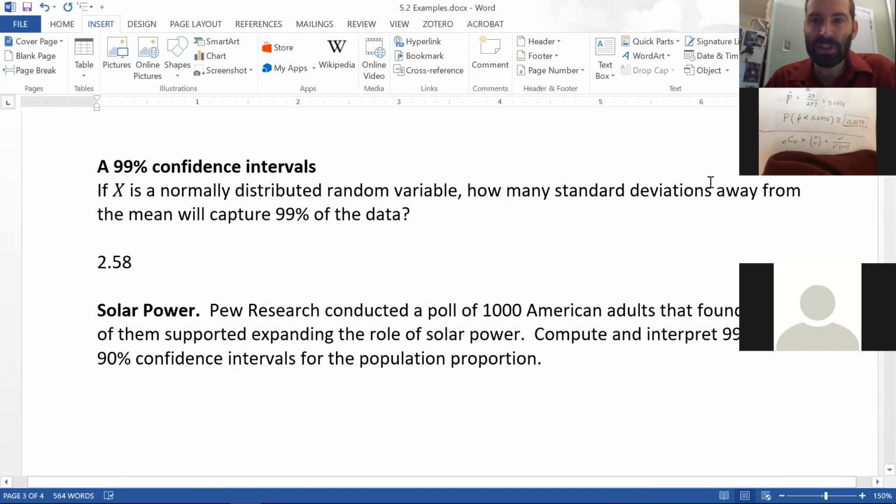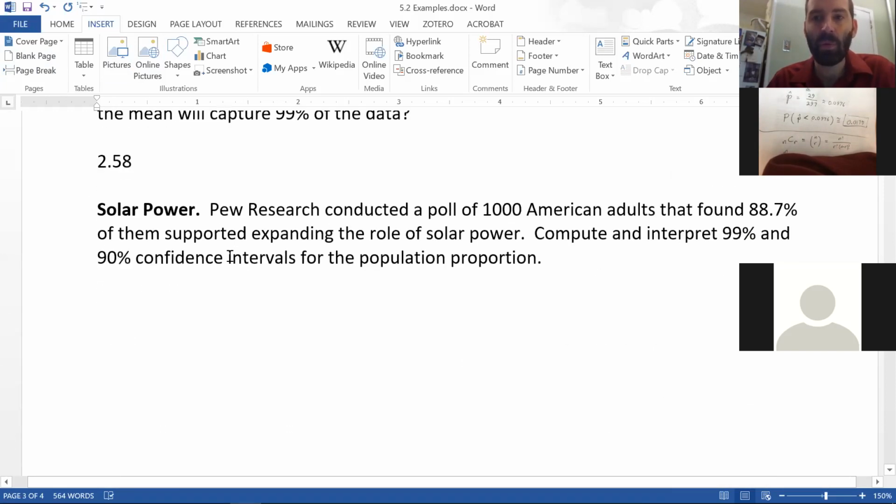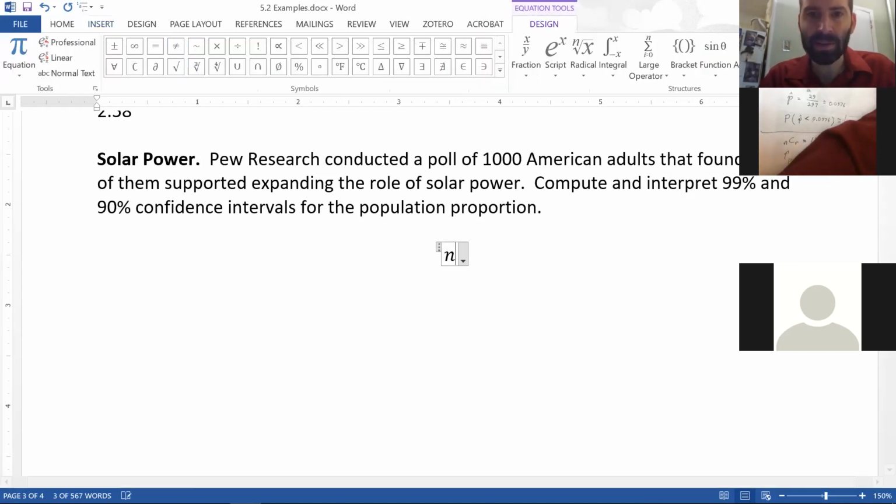So Pew Research conducted a poll, same problem, of 1,000 American adults, found that 88.7% of them supported expanding the role of solar power. Compute and interpret a 99% and a 90% confidence interval. Okay, well, like we said before, n is equal to 1,000. P hat is equal to 0.887.